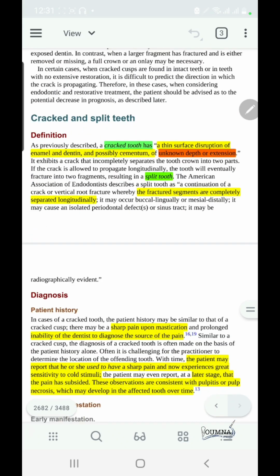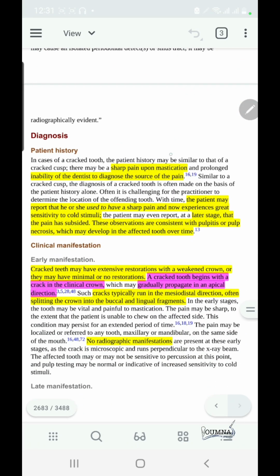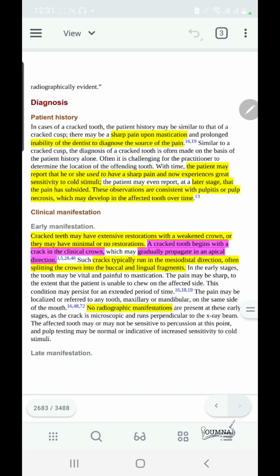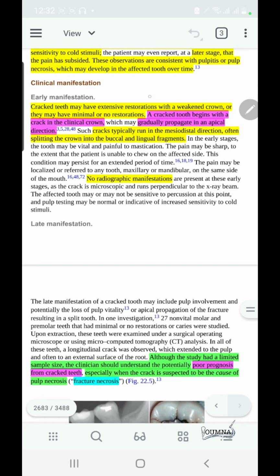Now let's discuss the split tooth, where the two segments of the tooth become separated longitudinally. There is a sharp pain upon mastication, and the dentist is unable to diagnose the source of the pain. The patient may say that at first there was a sharp pain on mastication, then they developed a sensitivity to cold stimuli. Then at a later stage, the pain subsided, and this means that the pulp, which at first was pulpitis, then became necrotic.